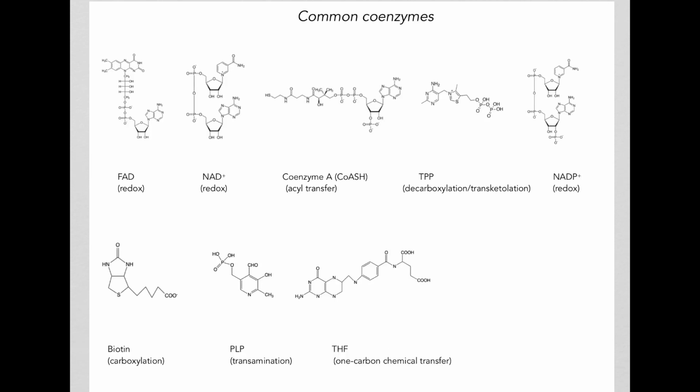In previous videos, we discussed how these coenzymes help certain enzymes carry out or catalyze certain types of reactions. For example, redox reactions. We have certain enzymes that require FAD or NAD or NADP. Enzymes that catalyze acyl transfer require coenzyme A. And then there are certain enzymes that carry out decarboxylation reactions as well as transketolation reactions. They require thiamine pyrophosphate, TPP.